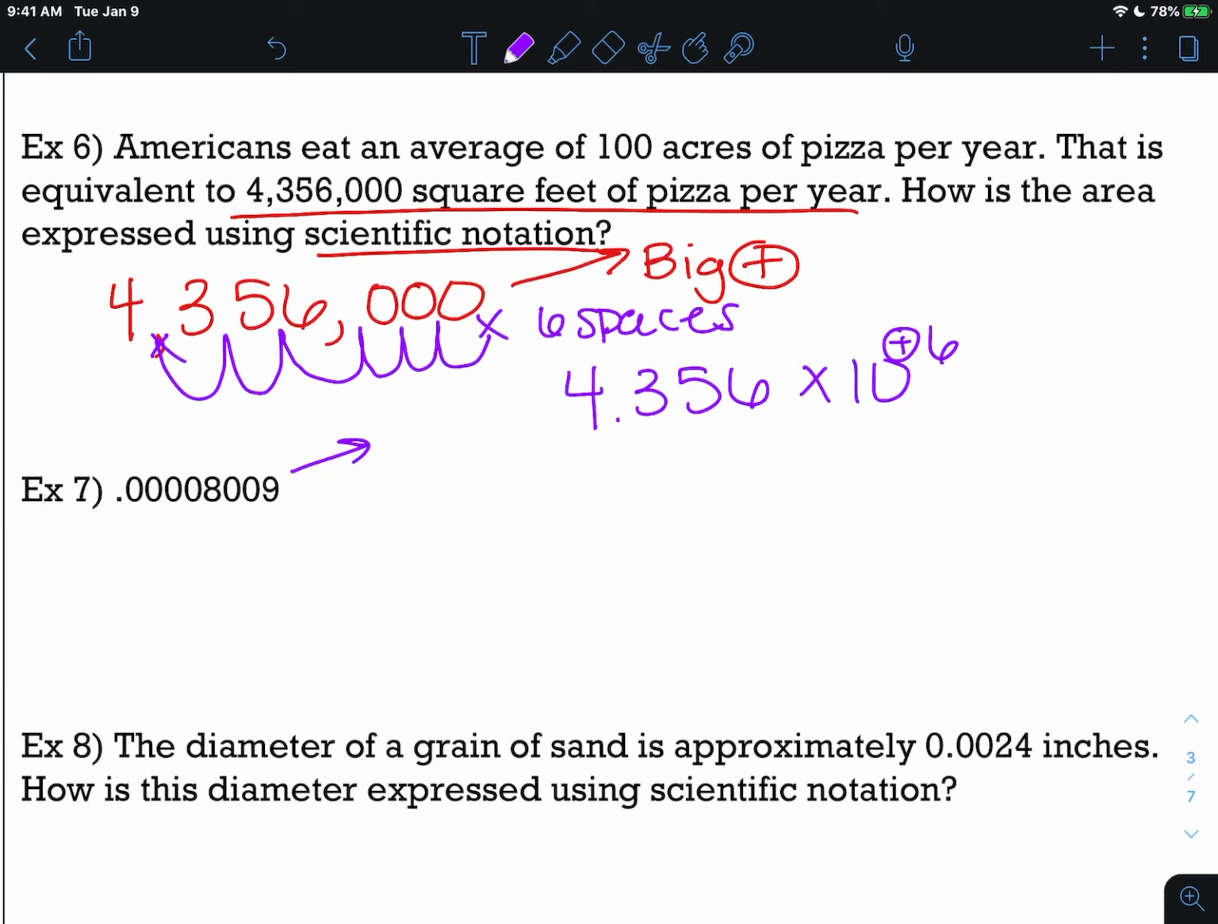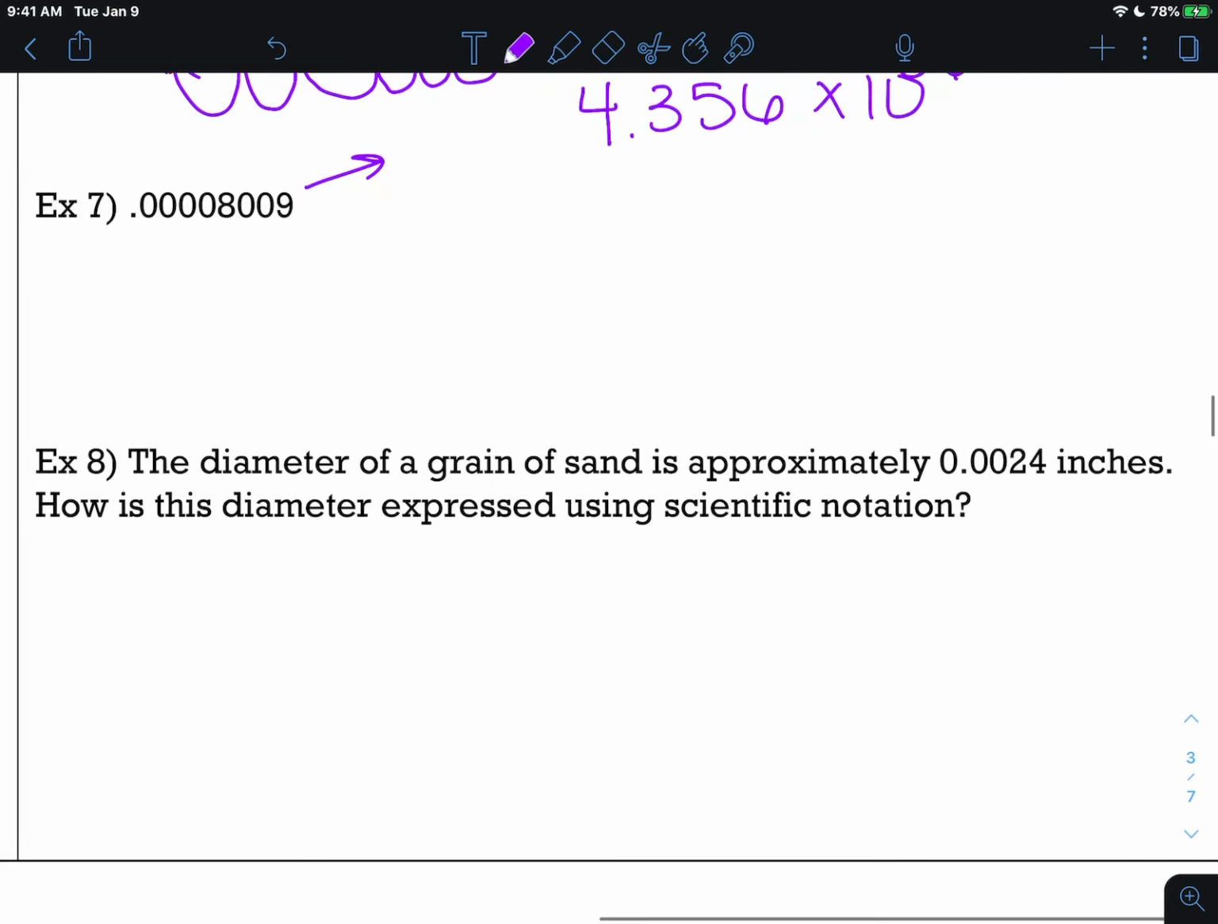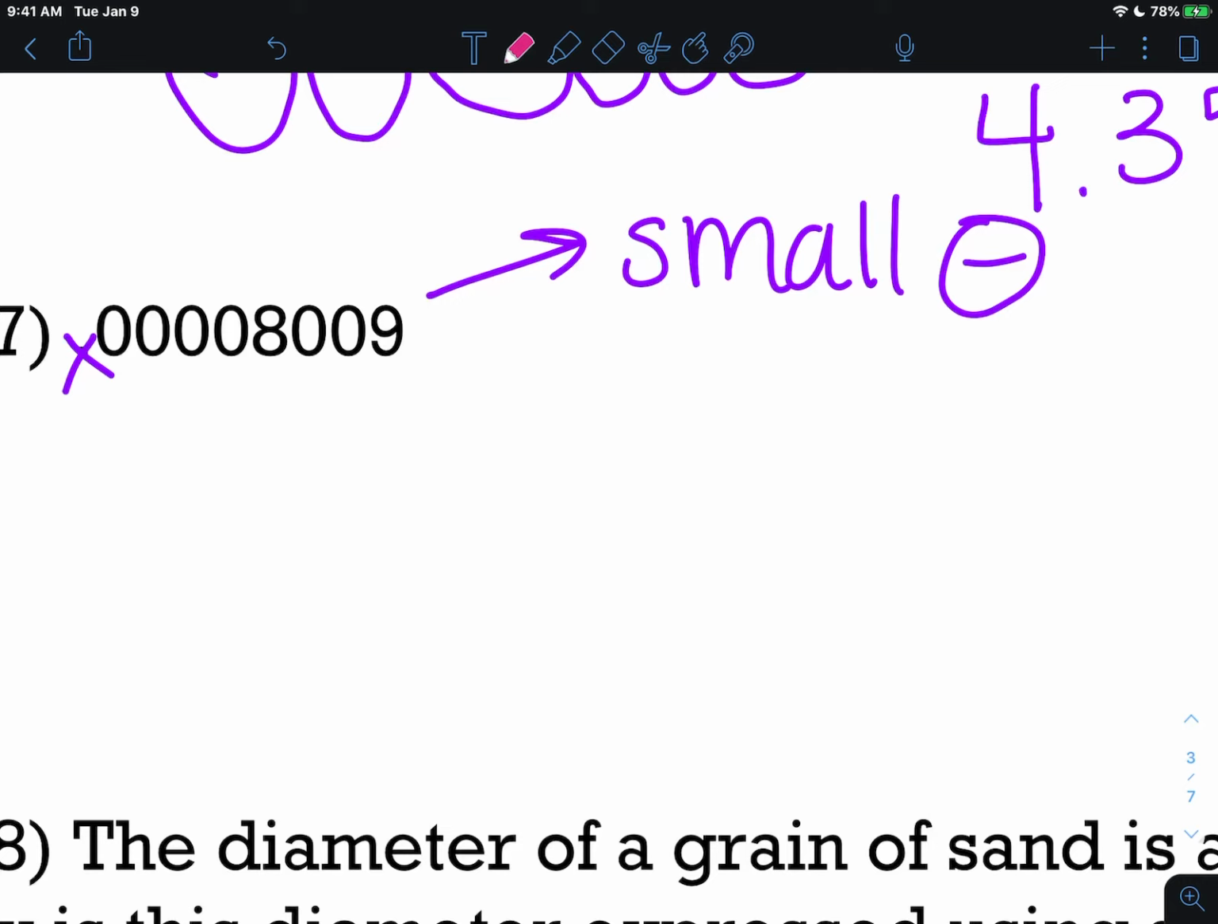So here I see this number. Wait a second, that decimal's way in the front. So I see this number, and this is really small. So that means that I'm probably going to have a negative exponent. Now I'm going to go ahead and identify my decimal. It's right here at the beginning. So let me go ahead and check to see where I can put my decimal. So let me zoom in just a little bit here. So no, yes.